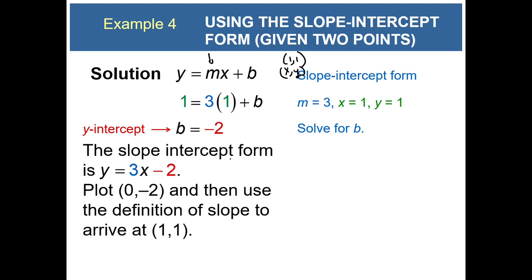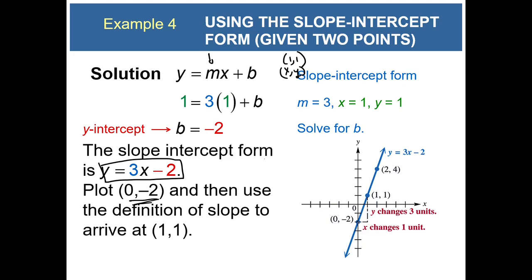And we can plug this back into the equation y equals 3x minus 2 because we know the slope is 3 and the y-intercept was negative 2. In order to graph this, we have to plot the point 0, negative 2, and then we'll use this definition of slope to arrive at the point 1, 1. So let's graph it.